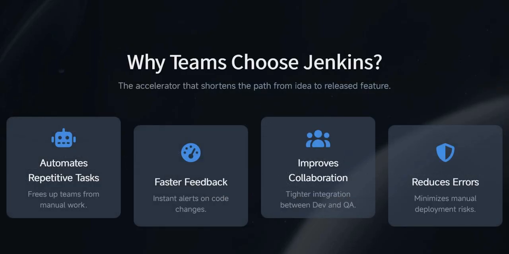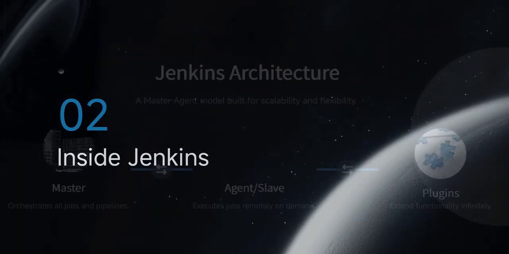So why do teams choose Jenkins? It lets us automate repeated tasks, gives faster feedback, improves collaboration between dev, operations and QA, and reduces manual errors when you're doing the deployment task. These are the main reasons to choose Jenkins.